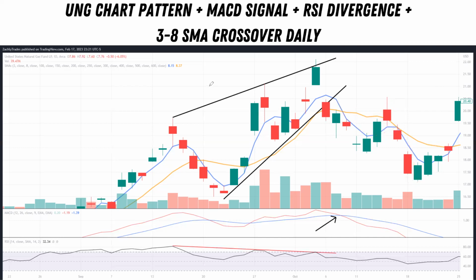So there's about 4 different strategies we used off of this one and off of this setup. Now, remember, no one strategy is going to be perfect. You don't have to use all of these strategies and combine them all together, especially if you're a beginner.